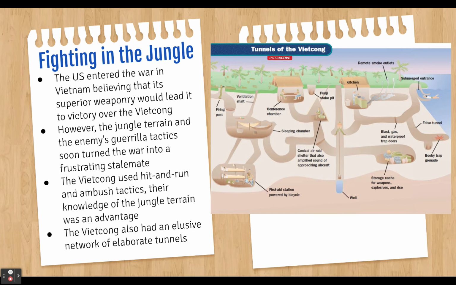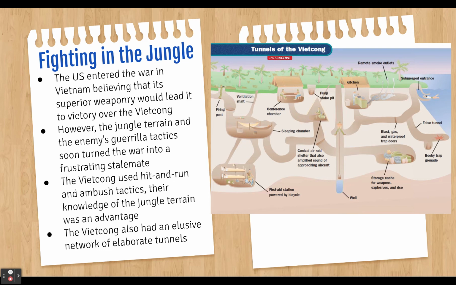The Viet Cong used hit and run and ambush tactics, and their knowledge of the jungle terrain was an advantage. The Viet Cong also had an elusive network of elaborate tunnels. So in this picture, we see the different tunnel system, and this allowed them to hide, to pop up, quickly attack the U.S. It allowed them to travel from village to village. They were very, very elaborate, and it made it very difficult for the U.S. to fight.